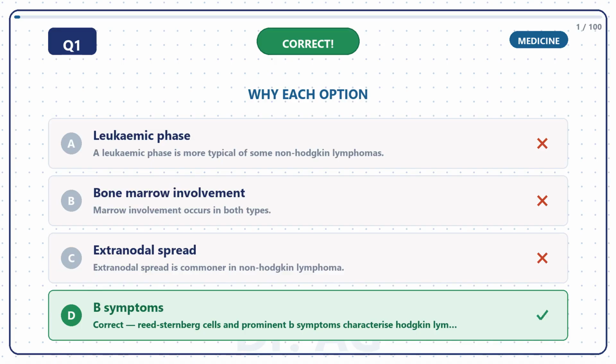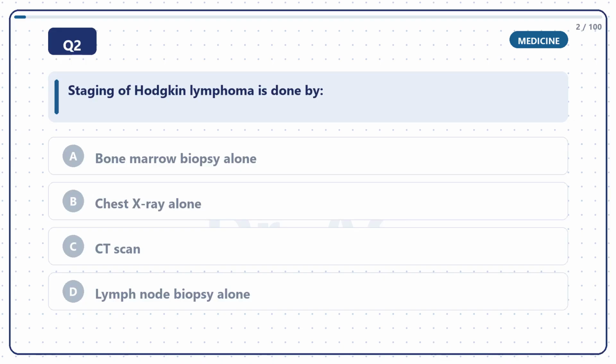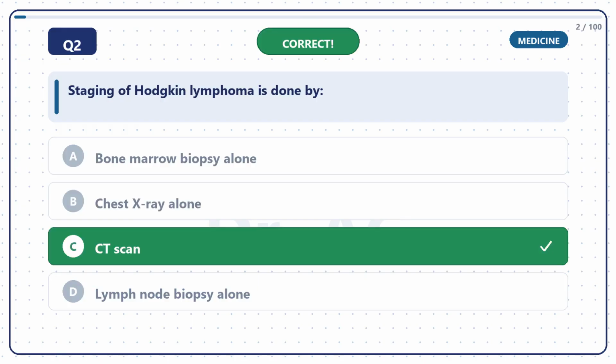B symptoms. Question 2. Staging of Hodgkin lymphoma is done by Option A. Bone marrow biopsy alone. Option B. Chest X-ray alone. Option C. CT scan. Option D. Lymph node biopsy alone. The correct answer is option C.